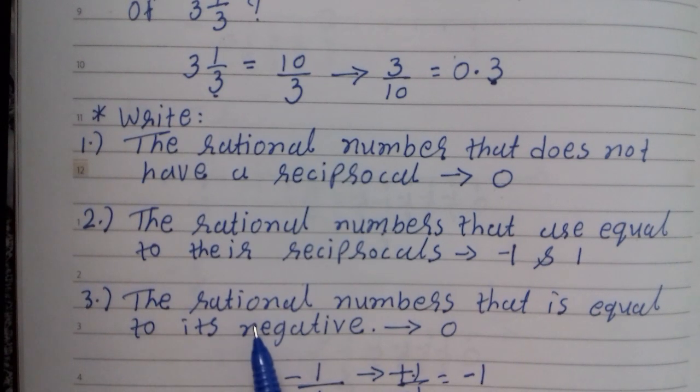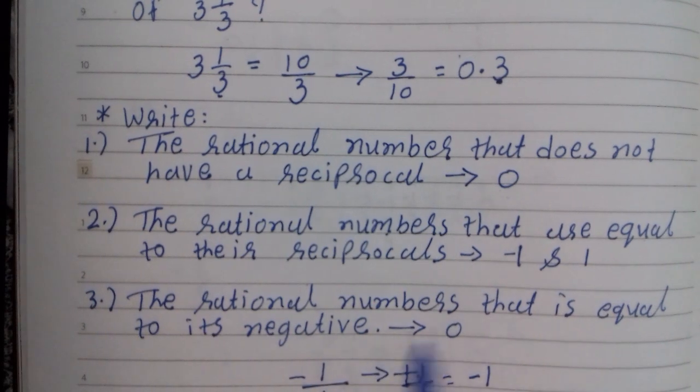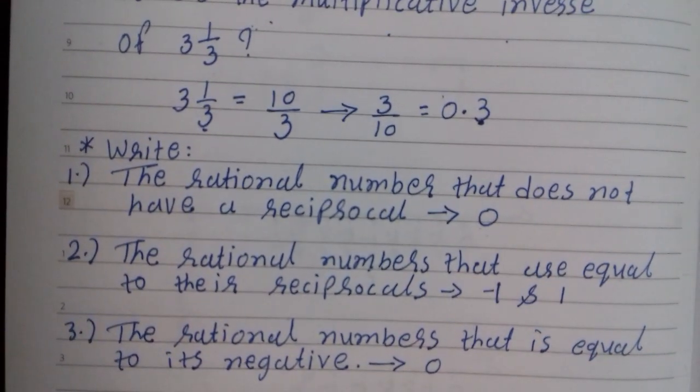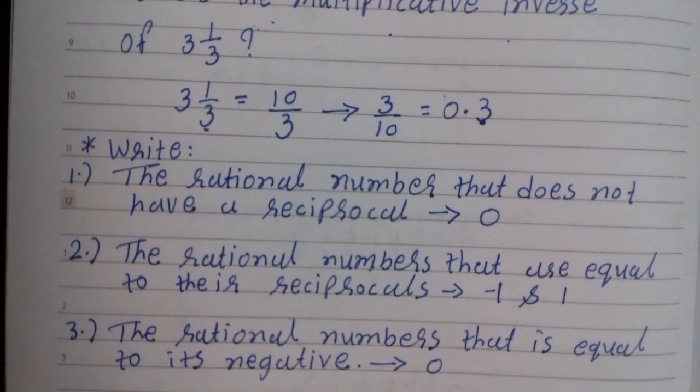Third, the rational number that is equal to its negative. So 0 is the rational number whose negative is 0.